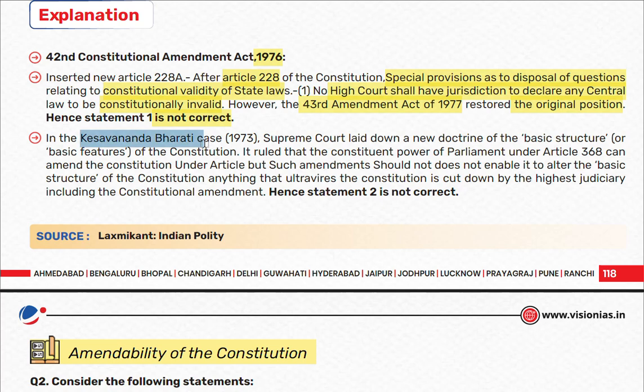In the Kesavananda Bharati case of 1973, the Supreme Court laid down the new doctrine of basic structure, the basic features of the Constitution. It ruled that the constituent power of Parliament under Article 368 can amend the Constitution, but such an amendment should not enable it to alter the basic structure of the Constitution. Anything that violates the Constitution is struck down by the higher judiciary, including a Constitutional Amendment. Hence, statement 2 is not correct. The source is again Laxmikanth, Indian Polity.